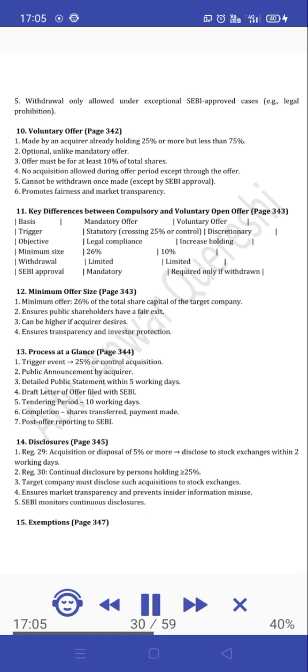14. Disclosures, page 345-1. Reg. 29: acquisition or disposal of 5% or more → disclosed to stock exchanges within 2 working days. 2. Reg. 30: continual disclosure by persons holding greater than or equal to 25%. 3. Target company must disclose such acquisitions to stock exchanges. 4. Ensures market transparency and prevents insider information misuse. 5. SEBI monitors continuous disclosures.